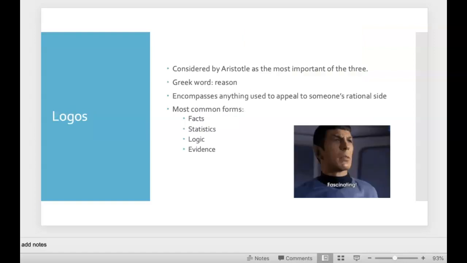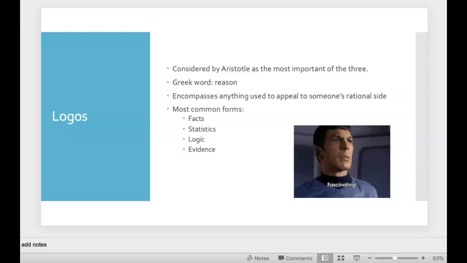Next, we have logos, which is considered by Aristotle as the most important of these three, and I totally agree with Aristotle. This is the Greek word for reason, and it encompasses anything used to appeal to someone's rational side. So any facts that are used, statistics, logic, any evidence that's provided, that's going to be your logos.